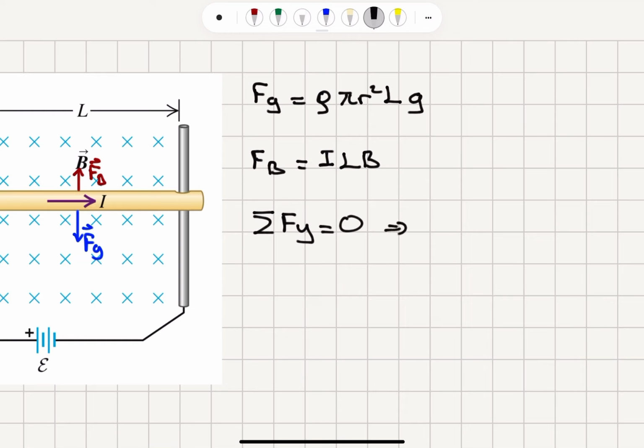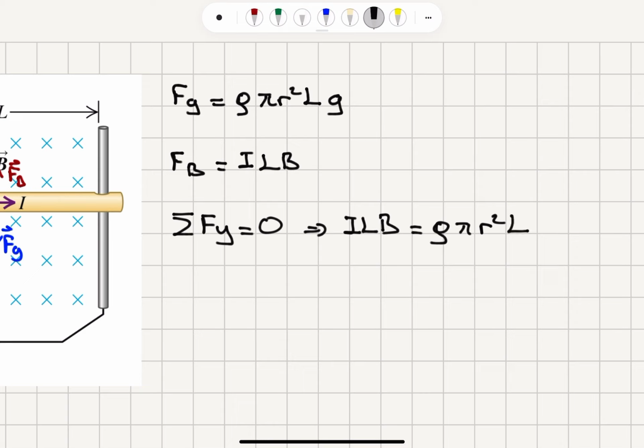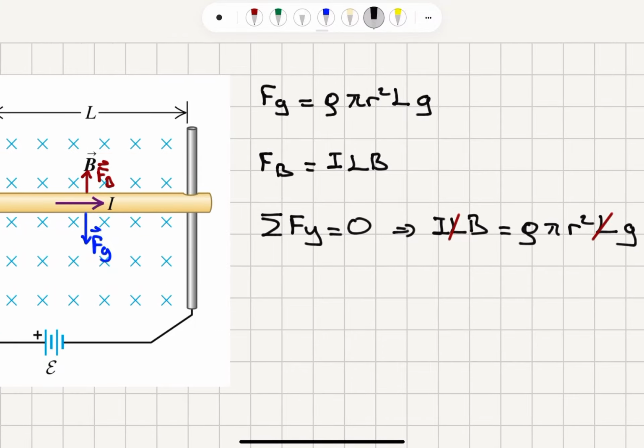Which means that I L B should be equal to rho pi r squared L g. The L's will cancel, so you can see that these L's will disappear. And I will find the current I need to be rho pi r squared g divided by the magnetic field.